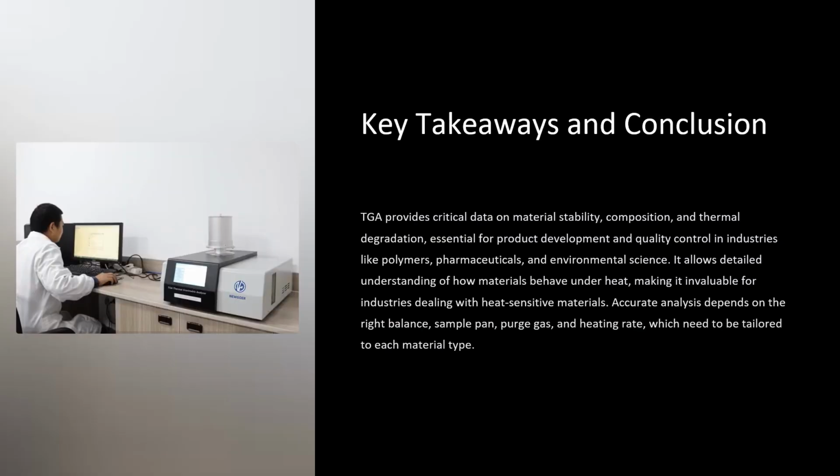So, the conclusion is TGA delivers vital insight into material stability, composition, and thermal degradation, making it indispensable for product development and quality control across industries such as polymer, pharmaceutical, environmental science. It provides a detailed understanding of material behavior under heat, which is crucial for industries working with heat-sensitive substances. Precise analysis relies on optimizing factors like sample size, pan type, purge gas, and heating rate customized for each material.